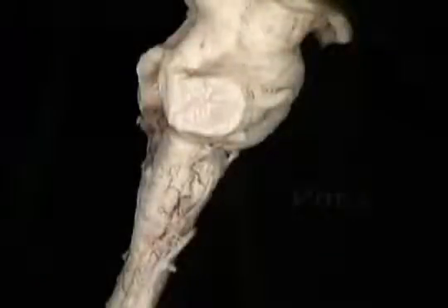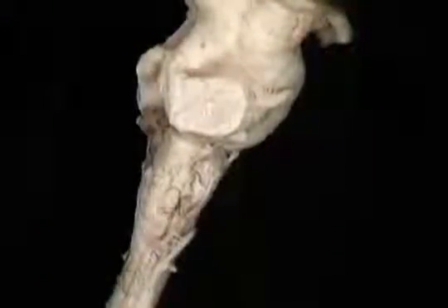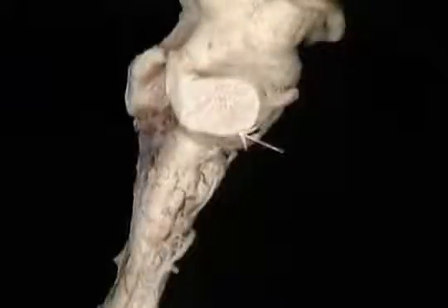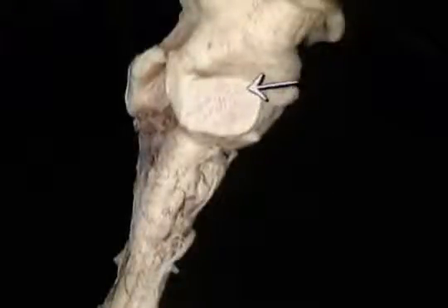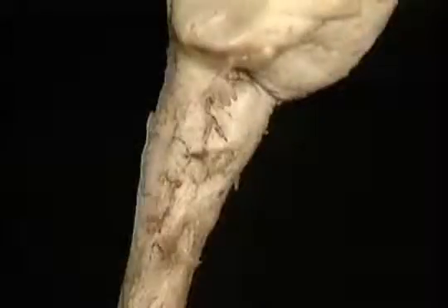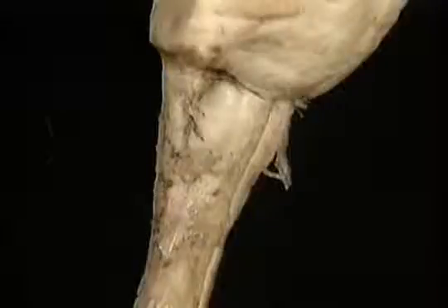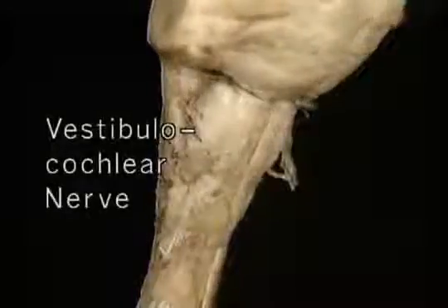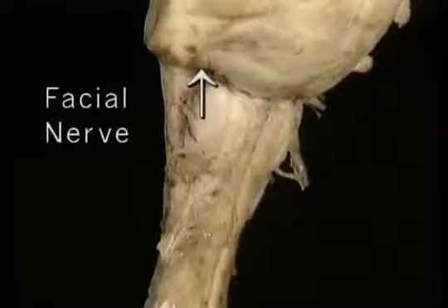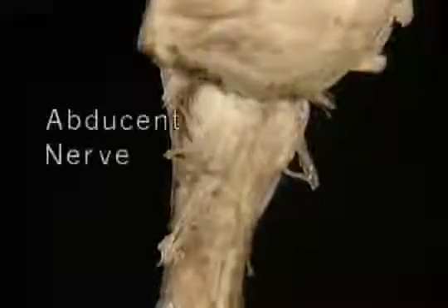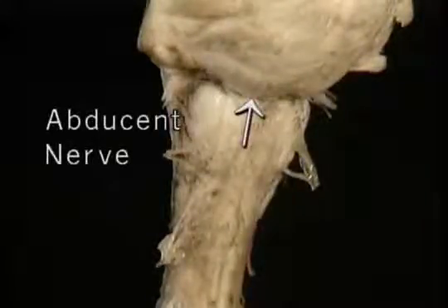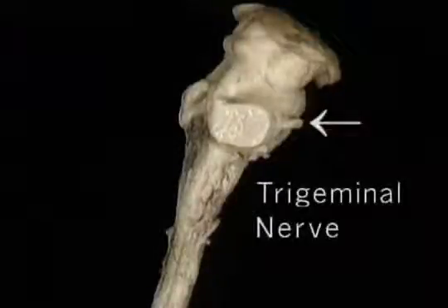Above the medulla is the pons. On each side, the pons becomes continuous with the middle cerebellar peduncle. Arising from the groove between the pons and the medulla are the next three cranial nerves. They're the 8th, the vestibulocochlear, the seventh, the facial, and the sixth, just visible, the abducent. The fifth cranial nerve, the trigeminal, emerges from the upper part of the pons.